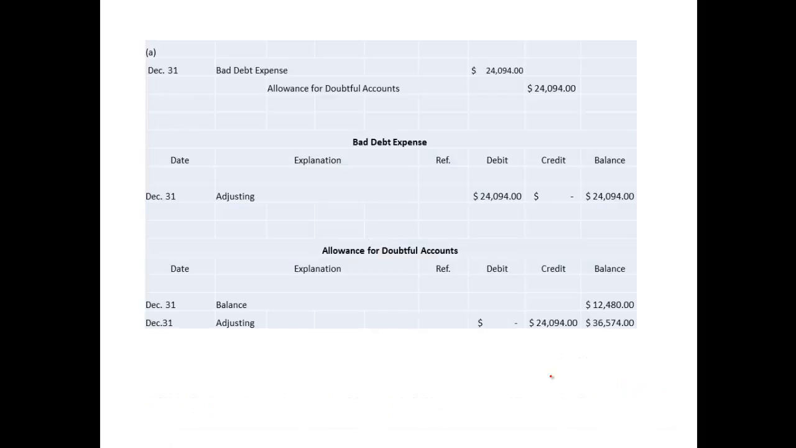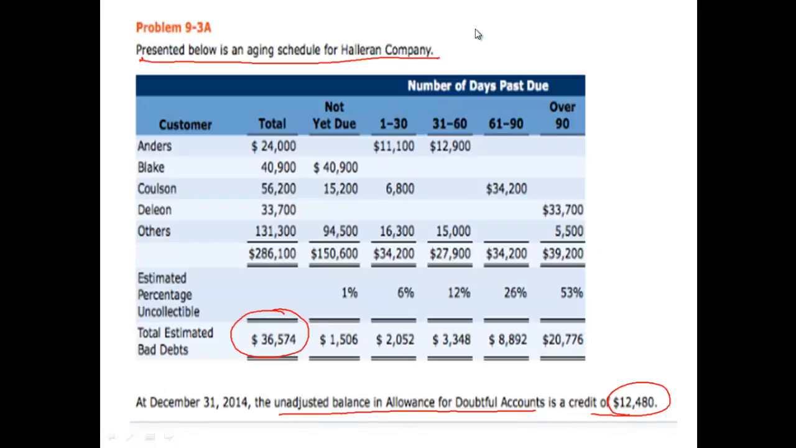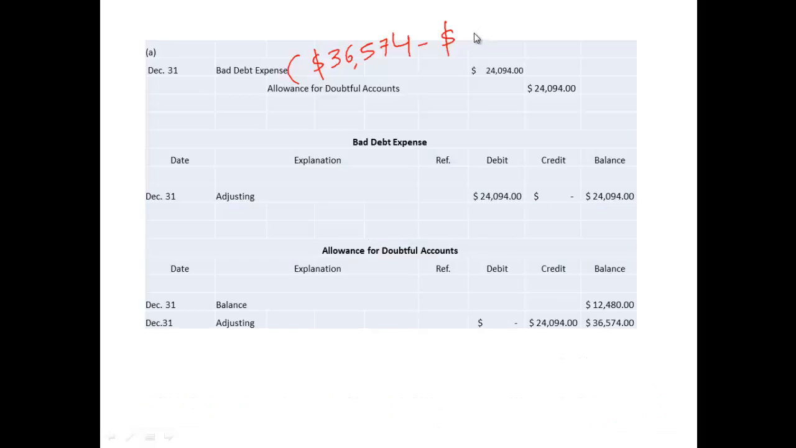Now, coming to the first journal entry, we will be passing it by debiting the bad debt expense with the difference between the total estimated bad debt expense of $36,574, which will be reduced with the credit balance of $12,480 of allowance for doubtful accounts. So, we will get $24,094 as the remaining balance.